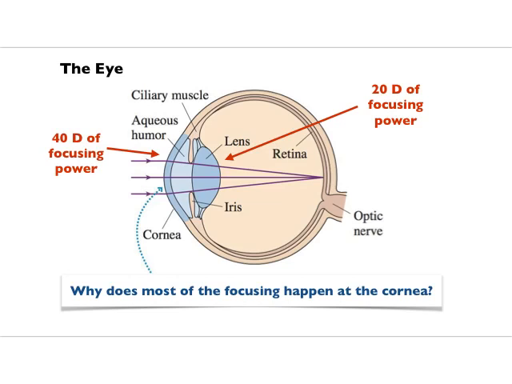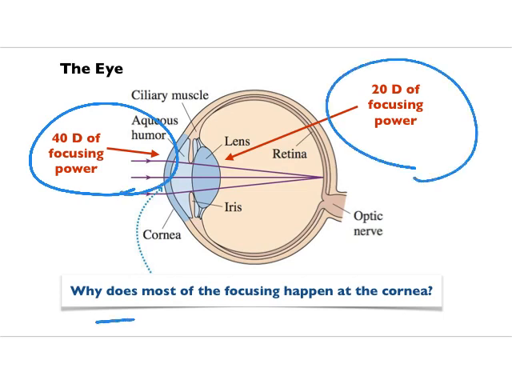And here's a summary of that point. There's 40 diopters of focusing power at the cornea, about 20 diopters from the lens. Most of the focusing happens at the cornea because that's where there's the biggest index of refraction.